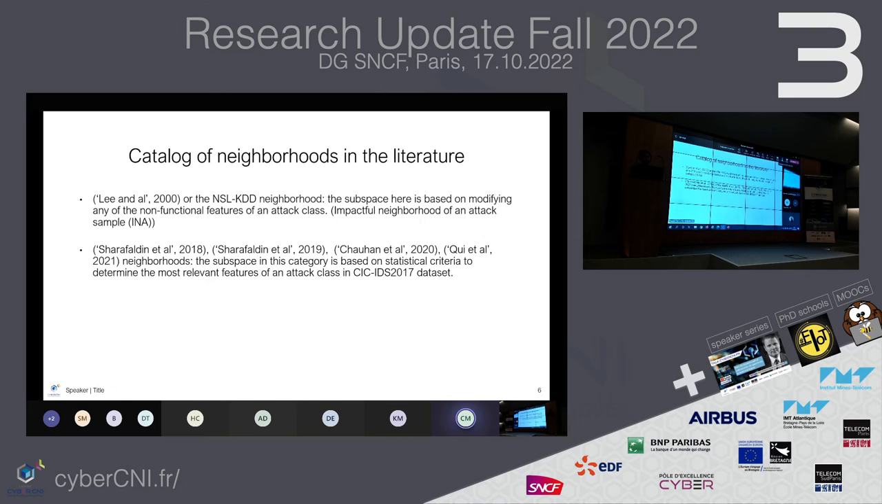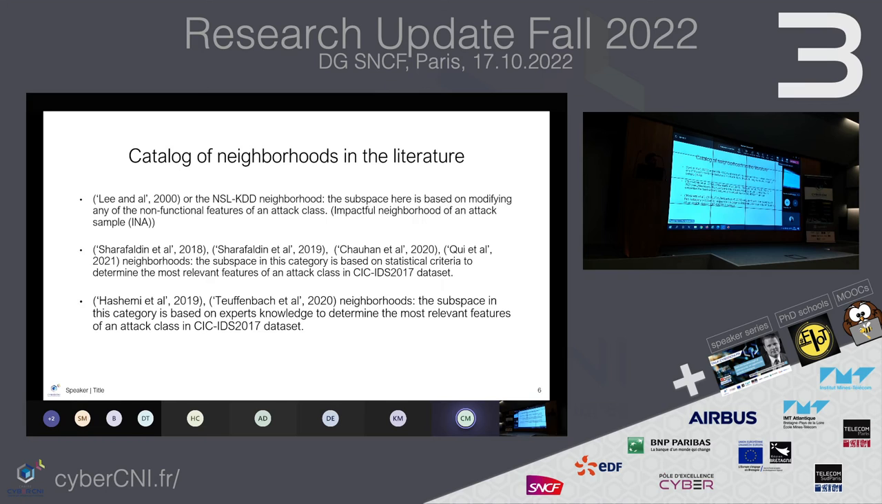The third one is based on expert knowledge, also for CICIDS. To our knowledge, I just found these two papers that work based on expert knowledge. These two papers rely on the same criteria in order to analyze the data set, but they end up with two different subspaces of the most relevant functional features for, let's say, DoS attacks.